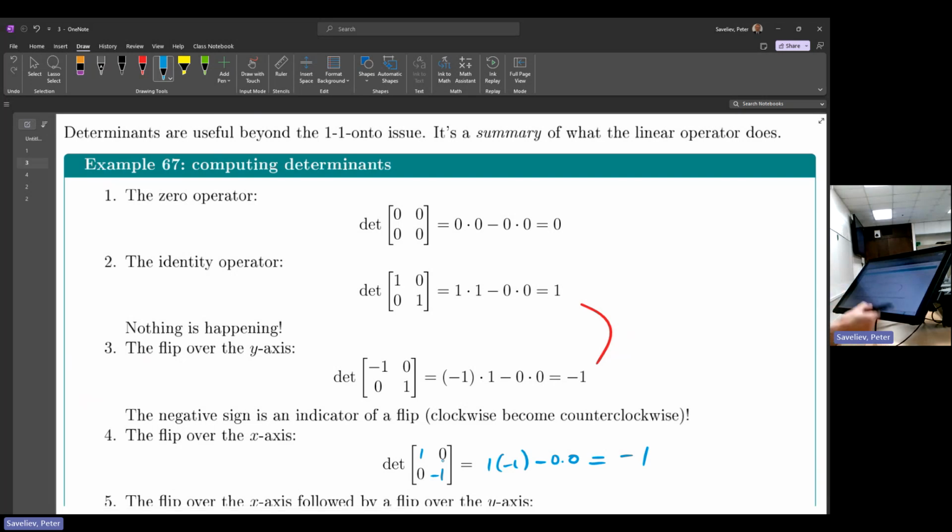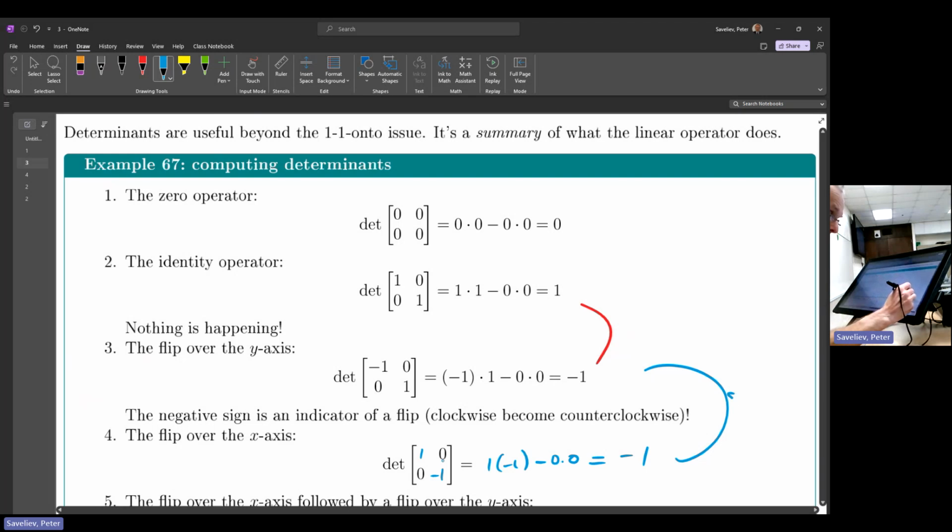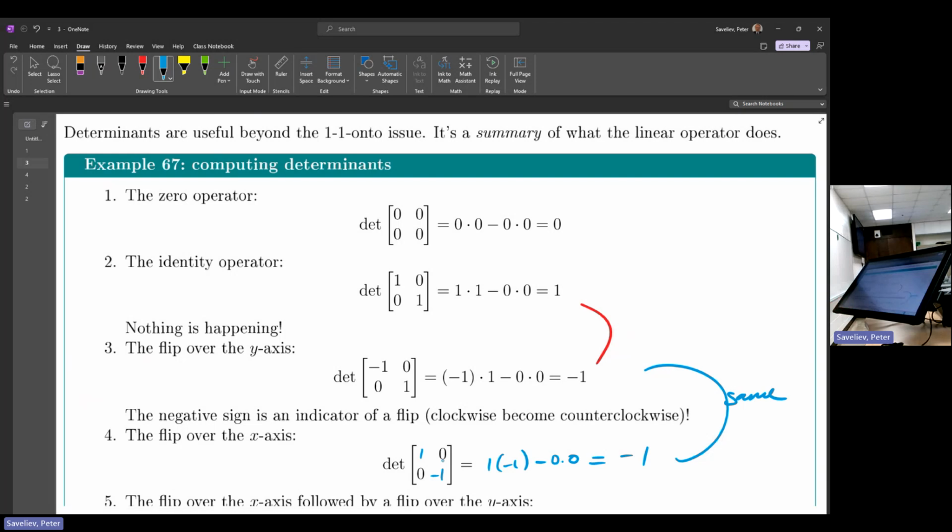So I cannot tell them apart. It's the same, which is bad news in a way. So the determinant will not tell one flip from the other, but it does detect a flip. So that's the good news.